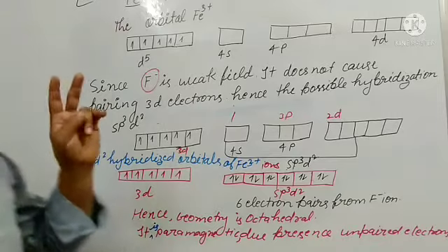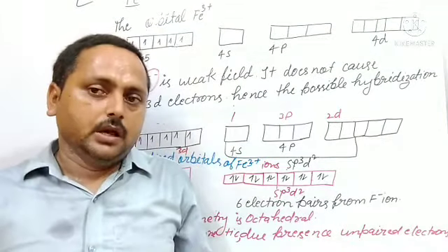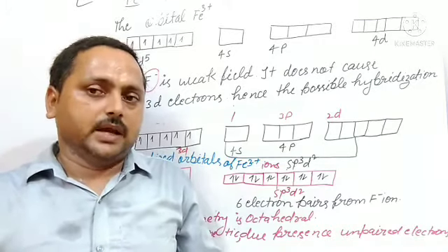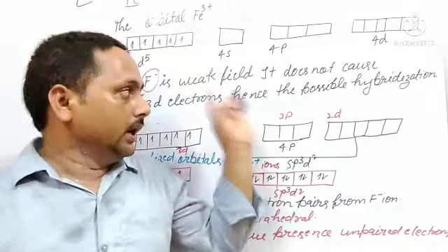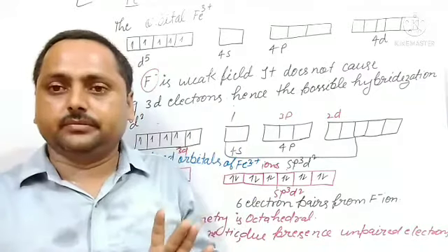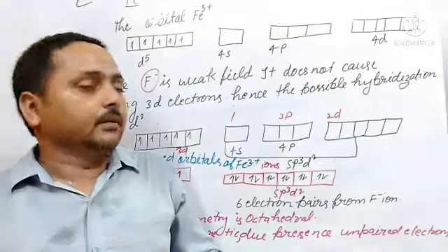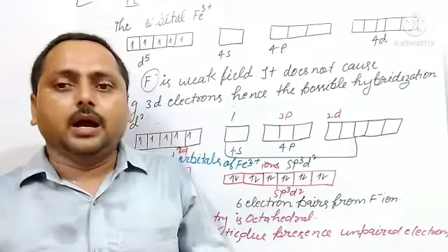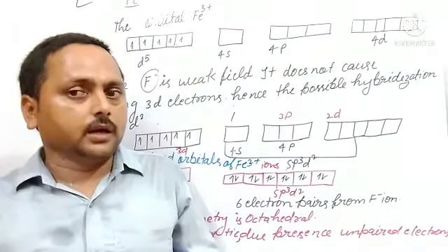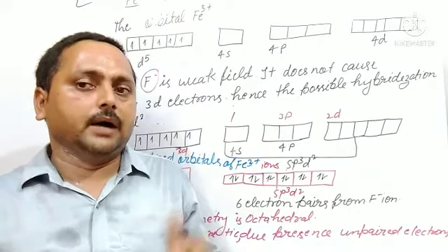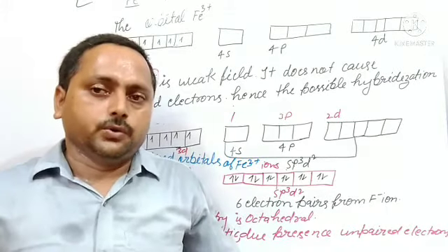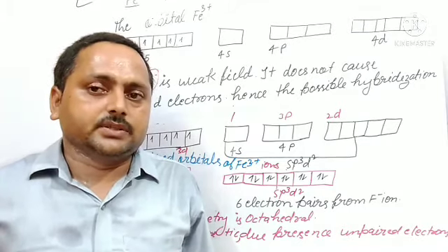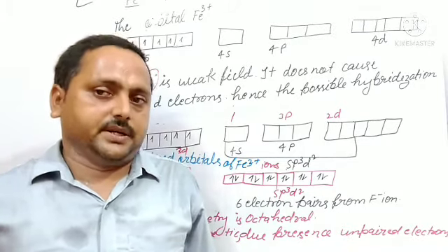So in 2 examples, we saw that with the help of VBT we can explain geometry as well as the magnetic nature of the complex. A square planar complex also can be explained, and a tetrahedral complex also can be explained with the help of VBT. Okay students, so today we have discussed 2 examples. Next day we will discuss some examples of square planar and tetrahedral. Okay, thank you so much.